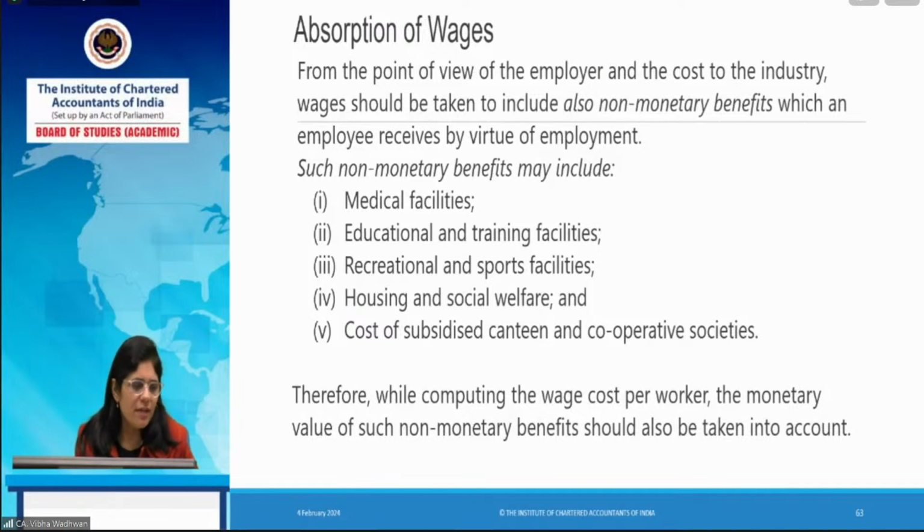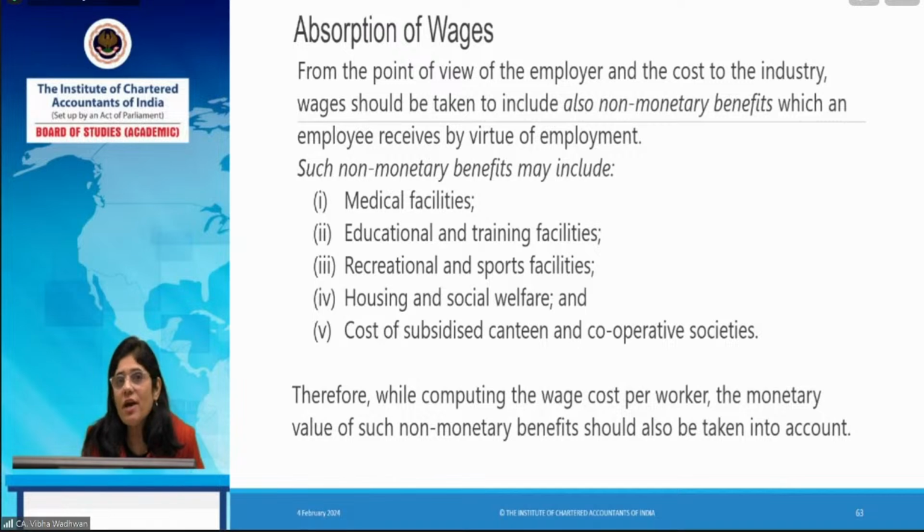Very good, very good. So I hope I'm satisfied that you have understood. So this is how the analysis helps you to understand the concepts better. And that is again our purpose here. All right, so let's start with absorption of wages.